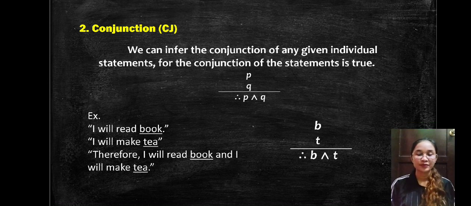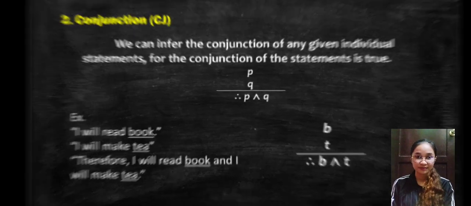So for example, I will read book. I will make tea. Therefore, I will read book and I will make tea. So gawin nating letter B be I will read book and let T be I will make tea. So, B, T, therefore, B and T.